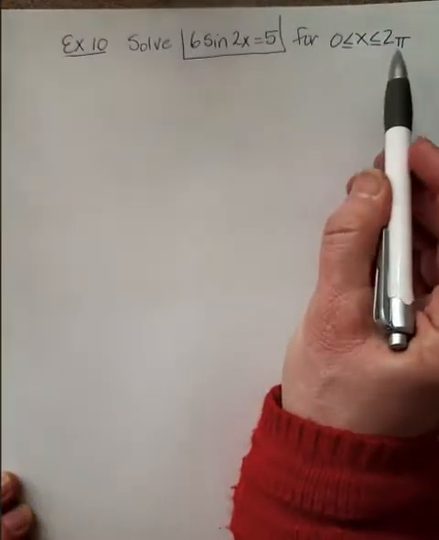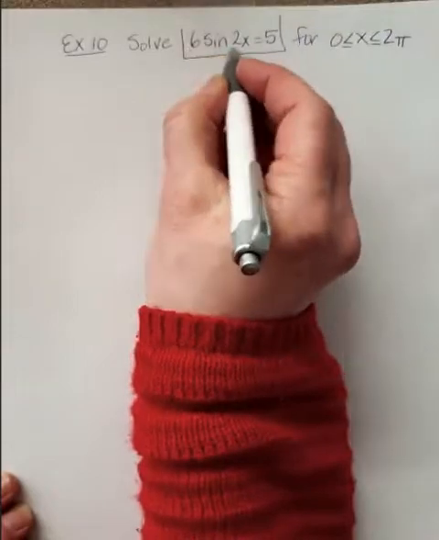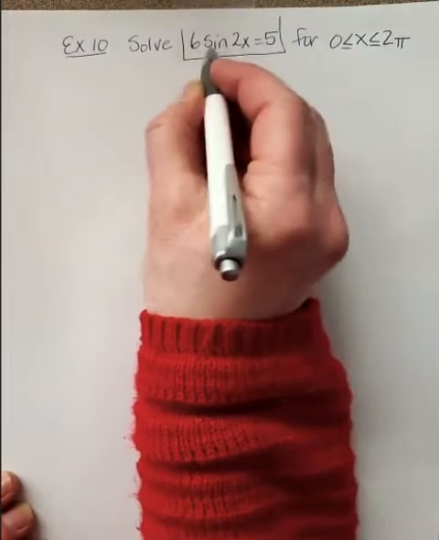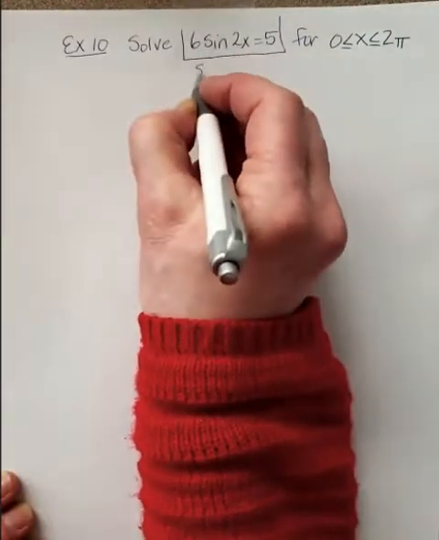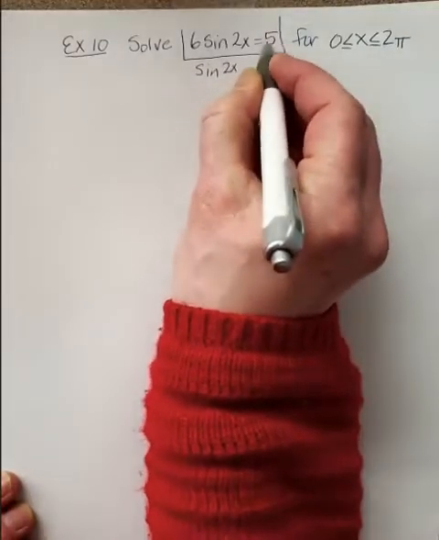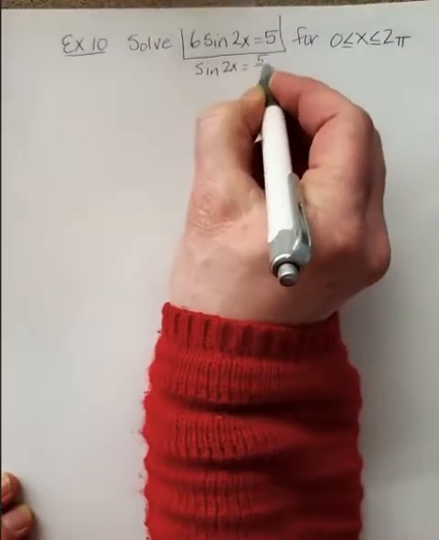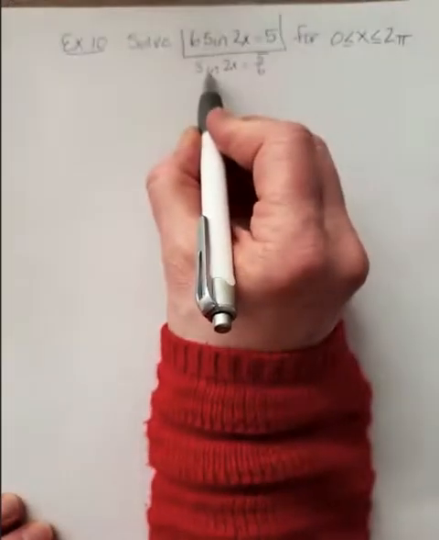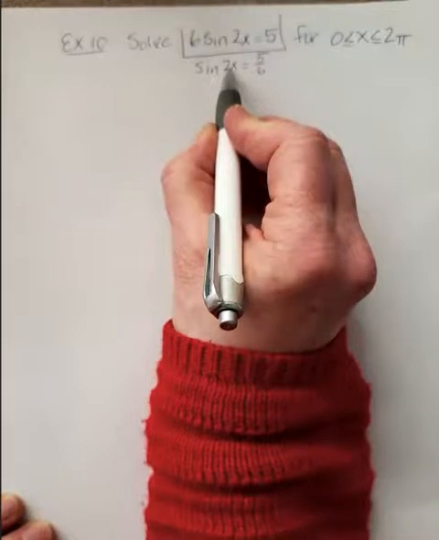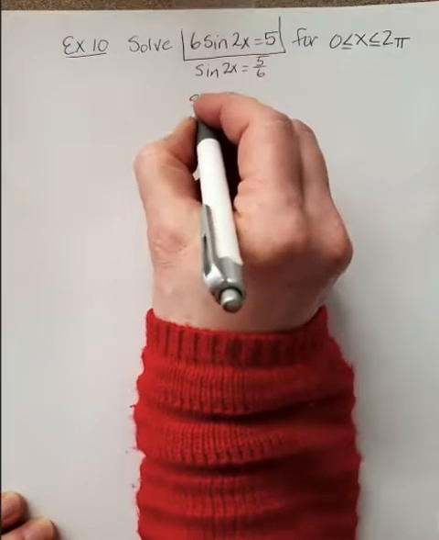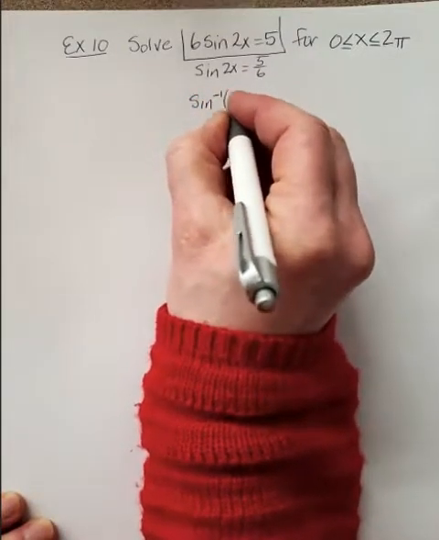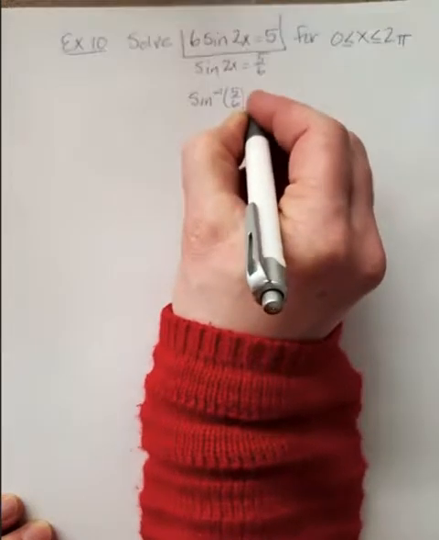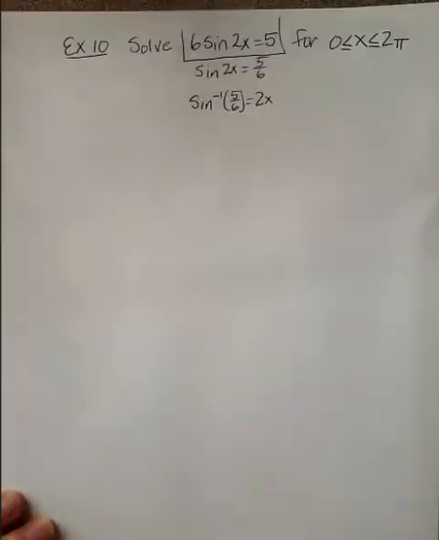It's a little different. First, let's divide each side of this equation by 6. If you divide this side by 6, you're just going to get sine of 2x. If you divide this side by 6, you're going to get 5/6. So I divide each side of the equation by 6 first. If the sine of 2 times the angle measure I want is 5/6, that means that the sine inverse of 5/6 is going to equal 2 times the angle measure I want. So the sine inverse of 5/6 in this case is equal to twice the angle measure I need.